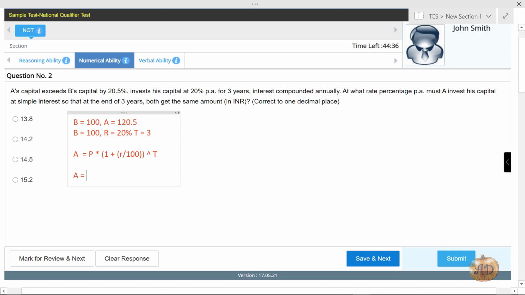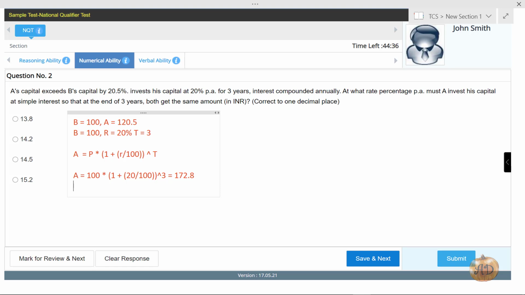So from here you can find out the amount. The principal is 100, 1 plus R by 100. What is R? R here is 20%, 20 by 100, to the power of T. And what's T here? T is 3 years. Okay, so you will get the amount equals 172.8 after calculating it.